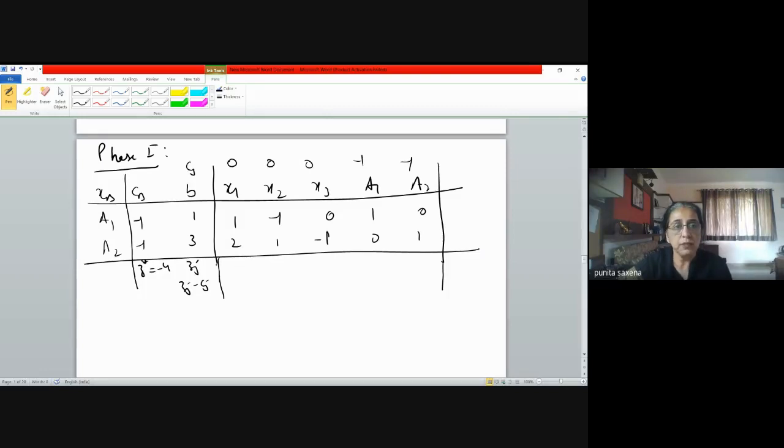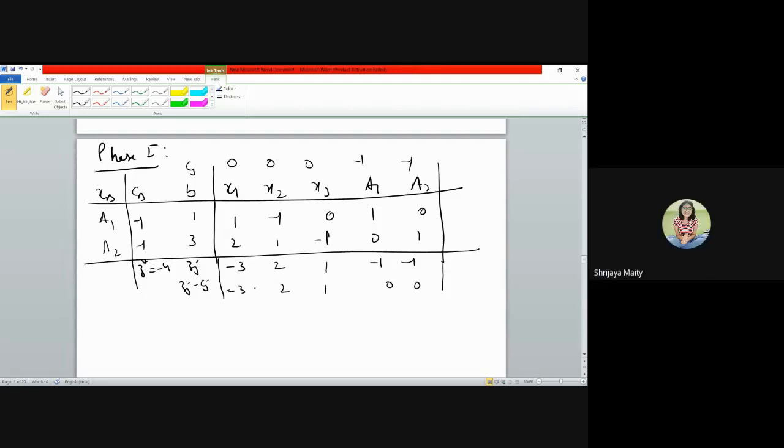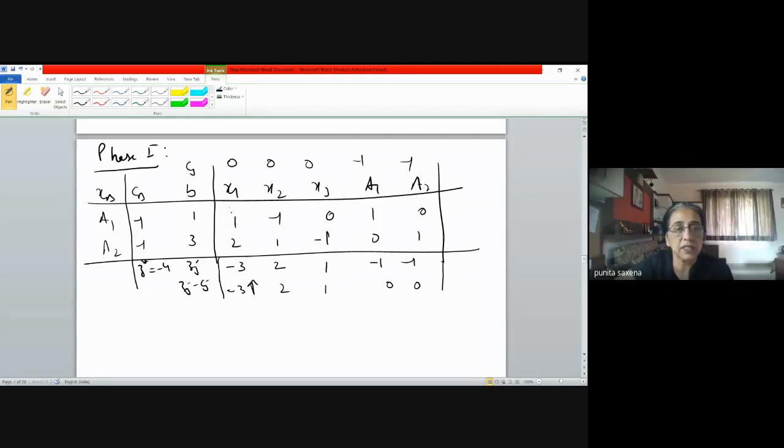What are the values here? Zj's: minus 3, minus 3, 0, 2, 1, minus 1 and minus 1, right? And your Zj minus Cj's are also going to be minus 3, 2, 1, 0, and 0. So which variable enters? Ma'am, x1 enters and a1 leaves, because the ratio here is 1, which is minimum, right?